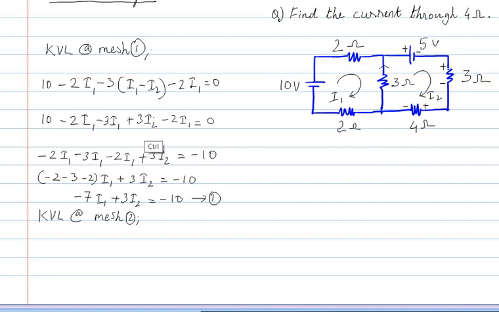So now I'm going to write the KVL for the second one. So again I'm going to take front of the bogie. Okay, so it's going to be minus 5, minus this one, minus front of the bogie itself. So minus 3I2. Okay, so let me write minus 3I2, minus 4I2, and now what remains is the central branch.